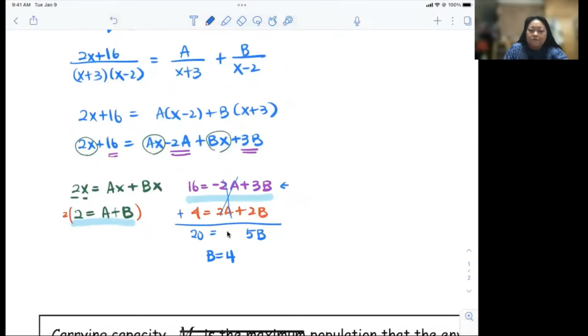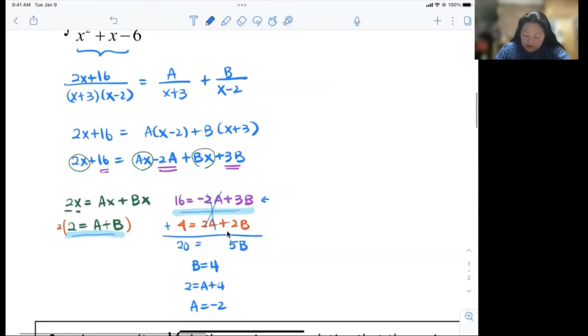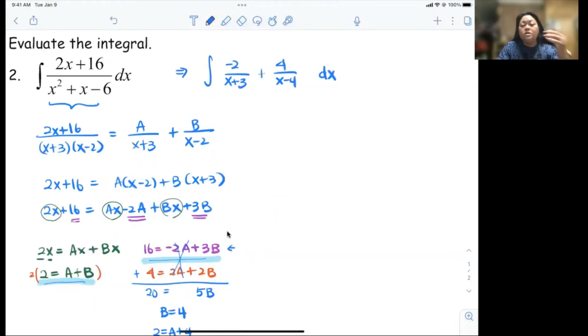Beautiful. Once I have b, I can plug it into any of the equations. I can plug it into the first one or the second one. I'm just going to go with the first one. So 2 equals a plus 4. So a equals negative 2. All right. So now my partial fraction gets split into negative 2 and 4. So this integral now becomes negative 2 over x plus 3 plus 4 over x minus 2 dx, right? And actually you did the hard part.